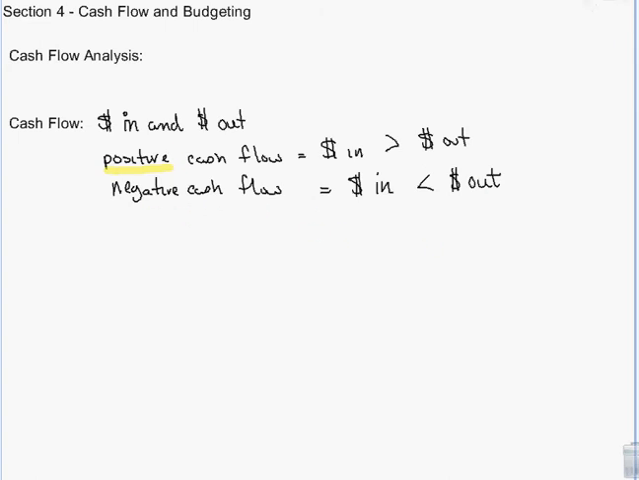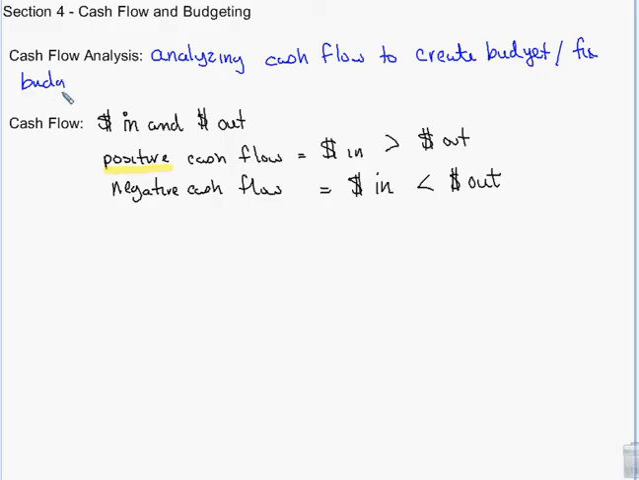Cash flow analysis is analyzing your cash flow to create a budget, to fix a budget, or to make goals.